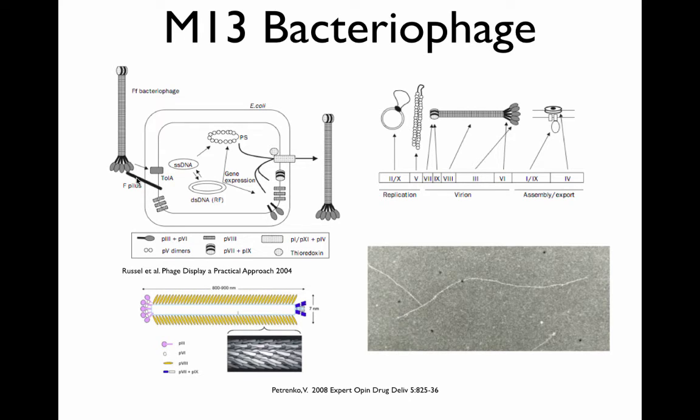So the P3 coat protein binds to the F pilus. That's the male part of the E. coli. It then injects its DNA inside. This phage has single-stranded DNA. Once it gets inside, the bacterial cell will start making it into double-stranded DNA. And this is in equilibrium because enough single-stranded molecules have to be around to package into more phage because it wants to reproduce and replicate.